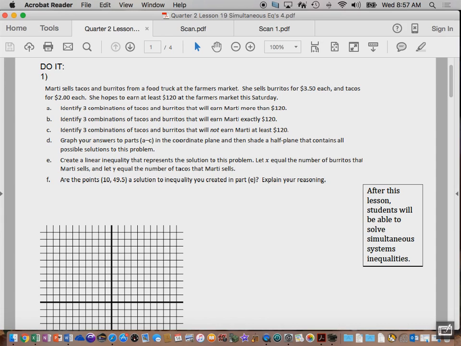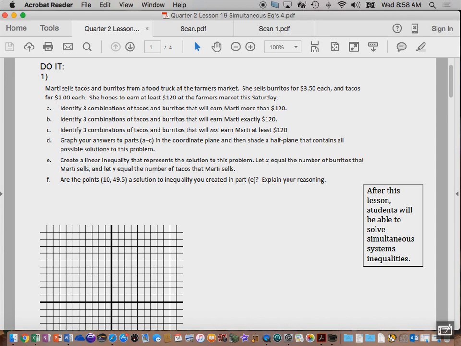Yes? I wanted to share one. Oh, what was yours? I don't know if it's right, but I did 16 tacos and 32 burritos. No, it won't be right, because if you do 60 tacos, you're at $120. Oh, are you doing part A or B? She said 16. Oh, 16, that might work. 16 tacos is $32, and how many burritos? 32. 32 is $112. So that's gonna be more than $120.